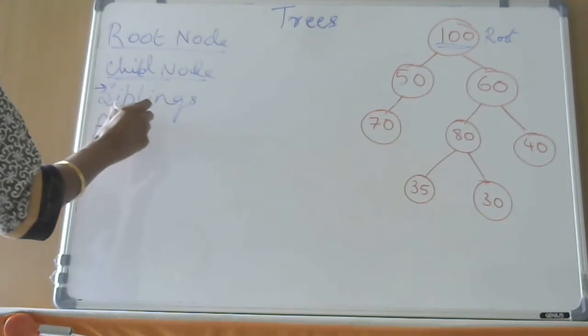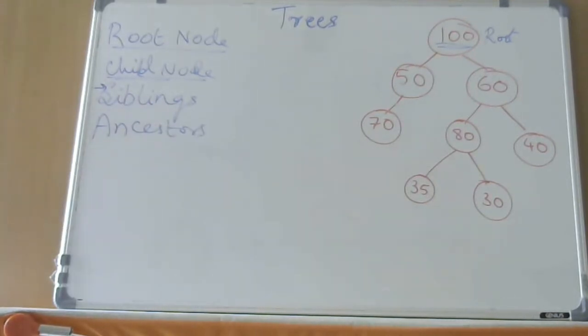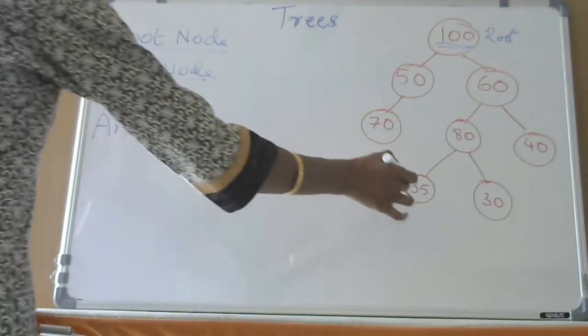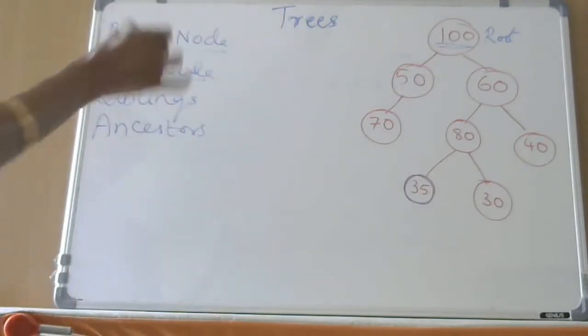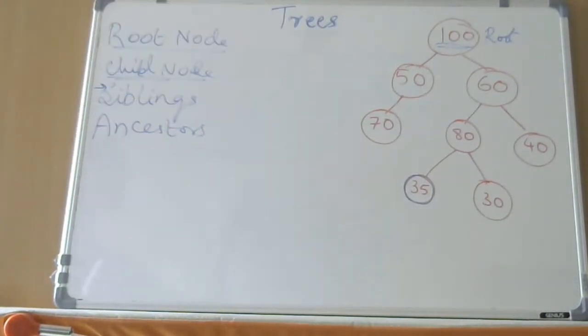Next, what is an ancestor? In English we say ancestors means our grandfather, great grandfather. They are all our ancestors, is it not? So similarly here also the same meaning holds. The nodes obtained in the path from a specific node X by moving towards the root node are called ancestors. For example, if I start from this node 35, all the nodes I get in the path till I reach 100 are ancestors of 35.